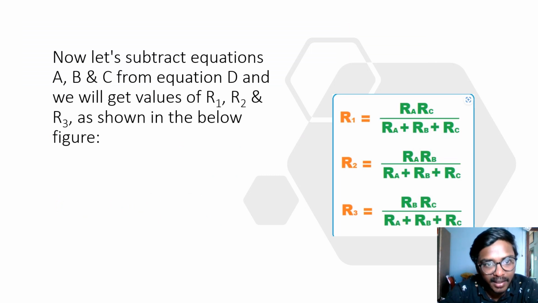Now let's subtract equations A, B, C from equation D, and we will get the values of R1, R2 and R3 as shown in the below figure. R1 equals Ra into Rc by (Ra plus Rb plus Rc). R2 equals Ra into Rb by (Ra plus Rb plus Rc). R3 equals Rb Rc by (Ra plus Rb plus Rc).